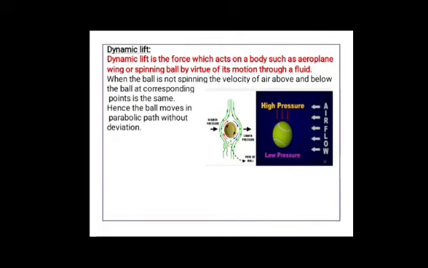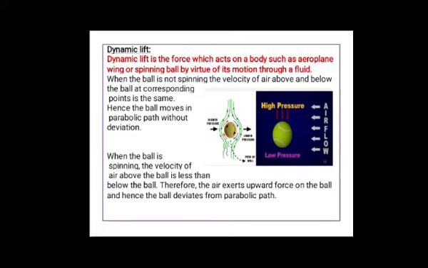In many games such as cricket and tennis, it is observed that a spinning ball deviates from its parabolic path. This can be partly explained using Bernoulli's principle. When a moving ball is not spinning, the velocity of air above and below the ball at corresponding points is the same. Therefore, the air does not exert an upward or downward force on the ball, and hence the ball moves in a parabolic path without deviation.